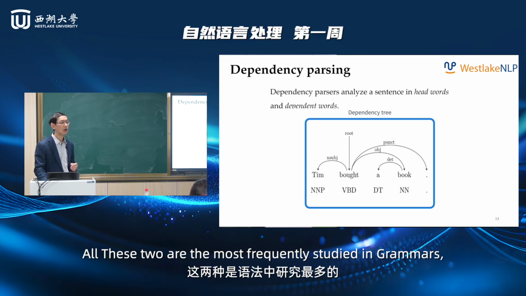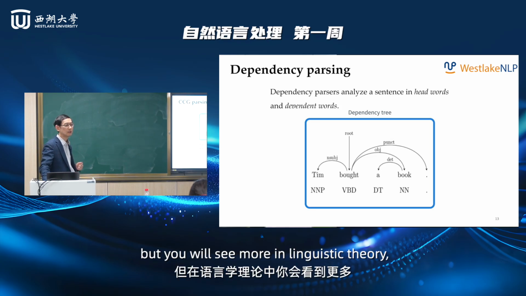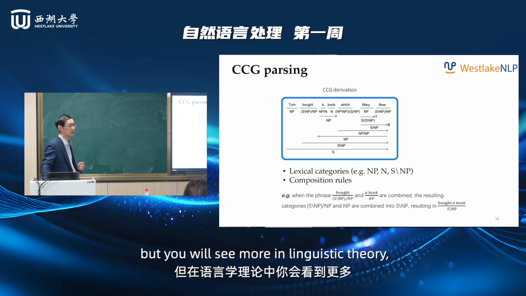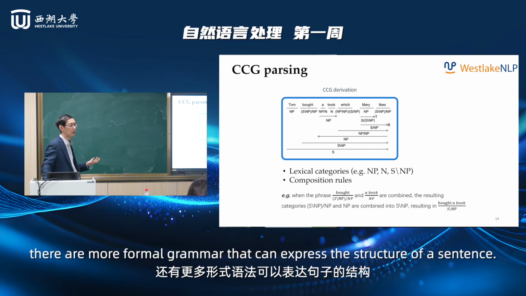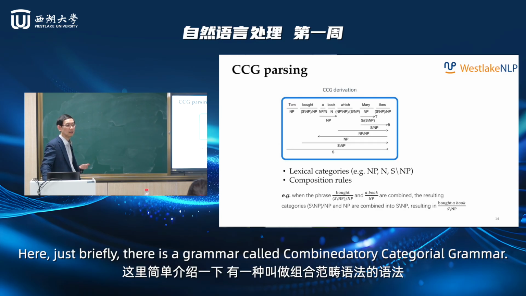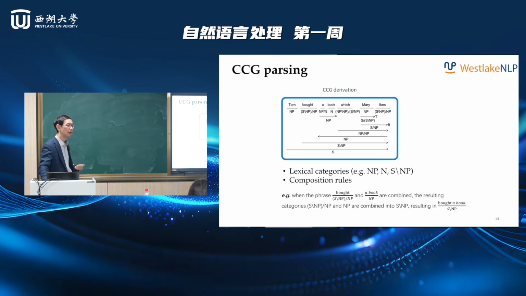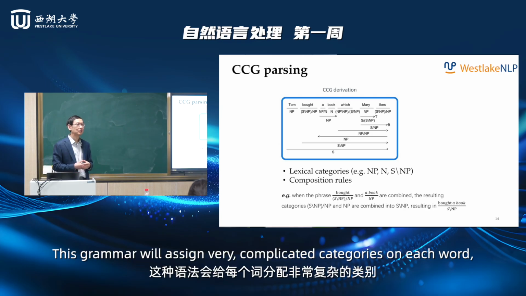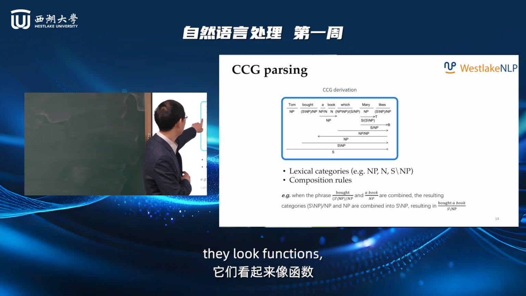All right, these two are the most frequently studied grammars. But you will see more. In linguistic theory, there are more formal grammars that can express the structure of a sentence. Here, just briefly, there is a grammar called combinatory categorial grammar. Okay, what is this grammar? This grammar will assign very complicated categories to each word. They look like functions, right?